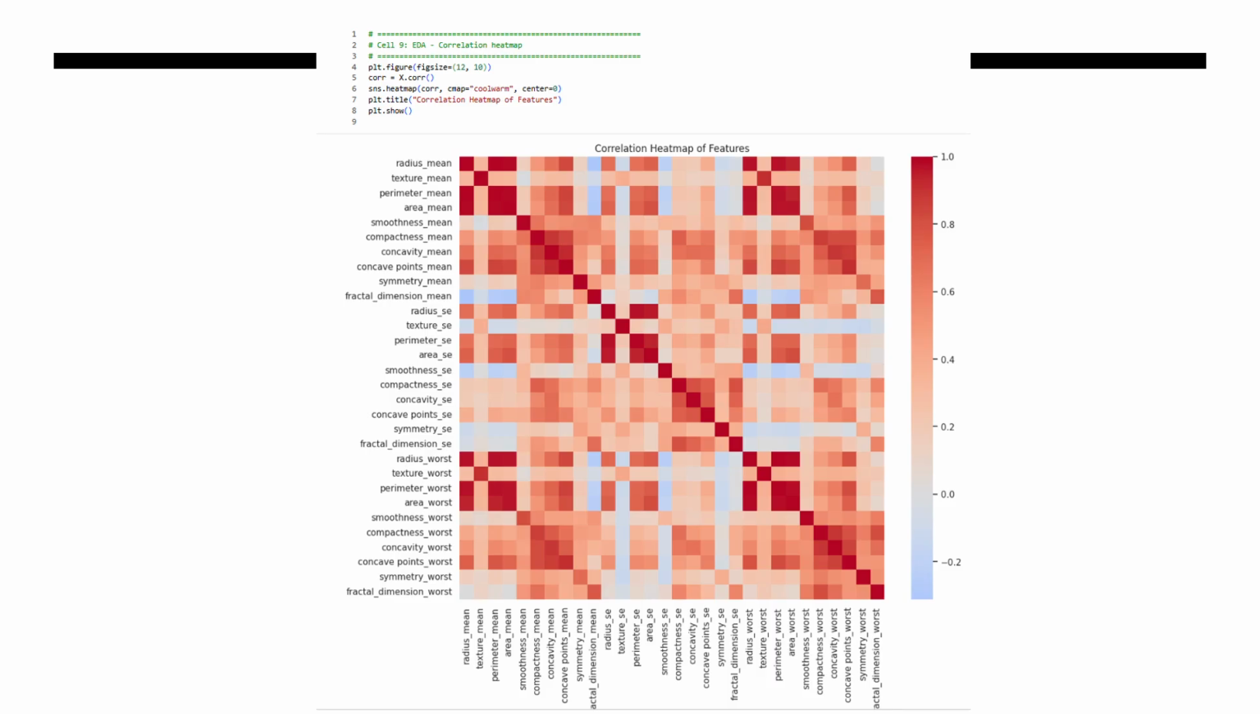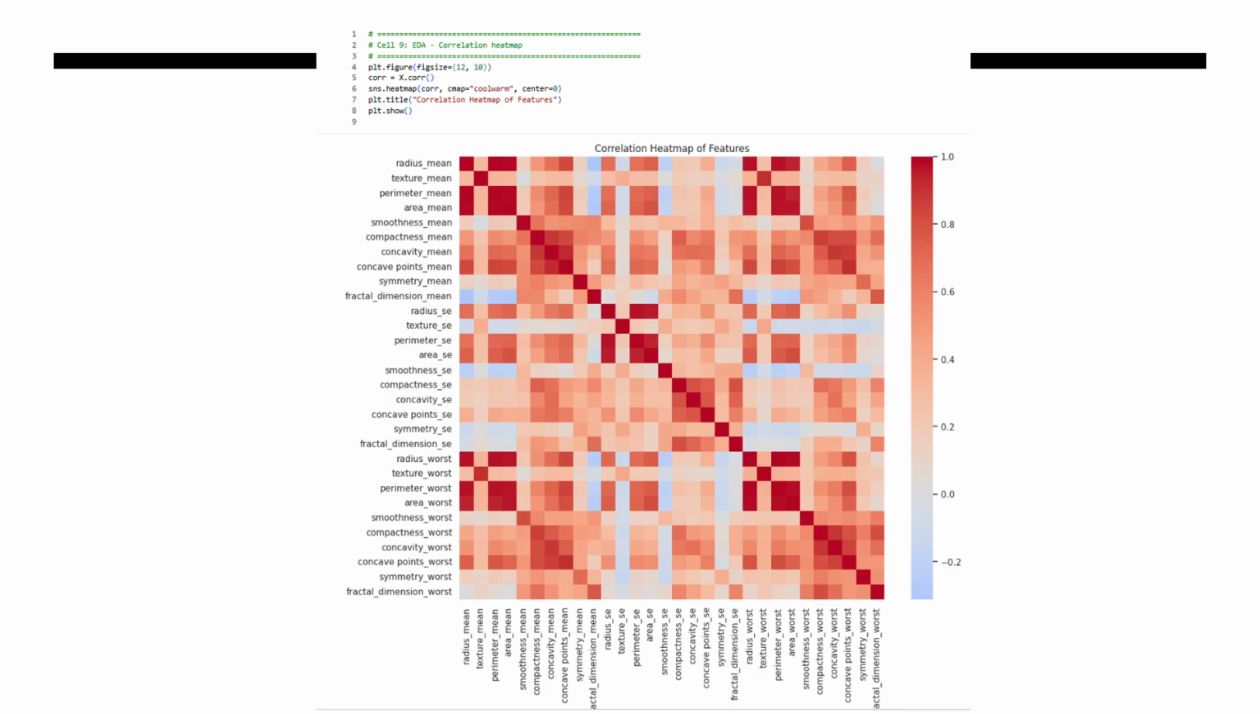And immediately something stands out. Look at what actually stands out. Many of these features are highly correlated. Look at radius mean, perimeter mean, and area mean. They move together. And that makes sense because they all measure size.